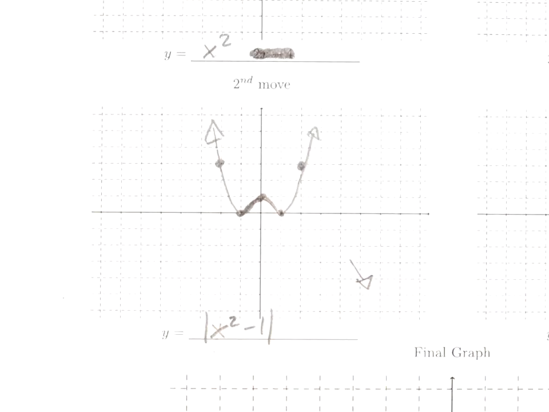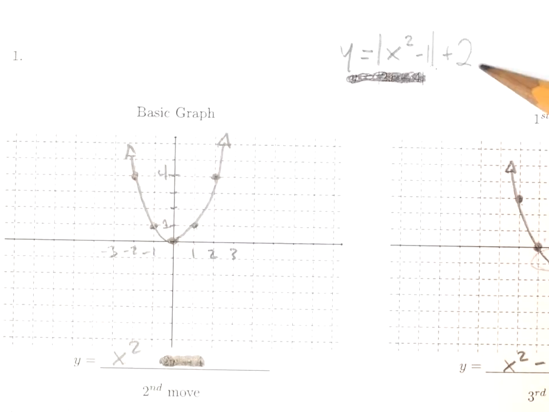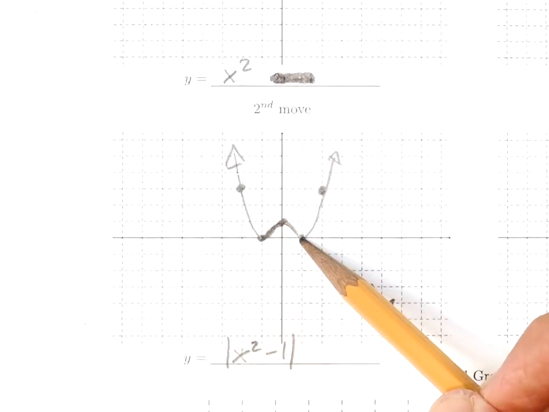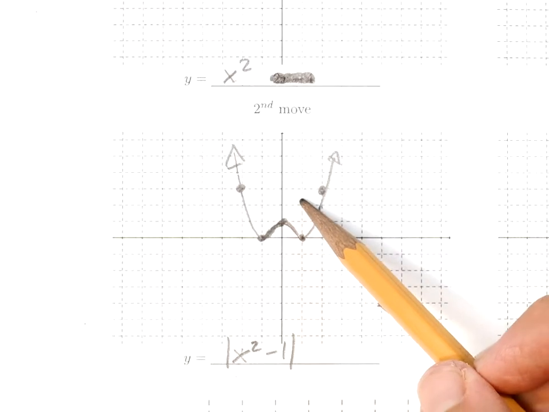Now I've just got to add 2. And this last 2 is going to take every y value and increase it by 2. So every y value that's on this graph, every point on this graph will just go up 2 units.